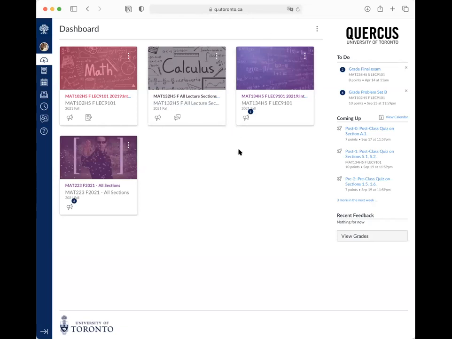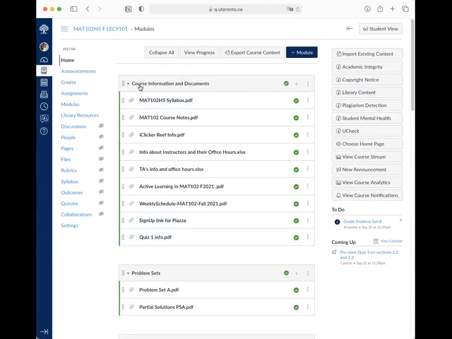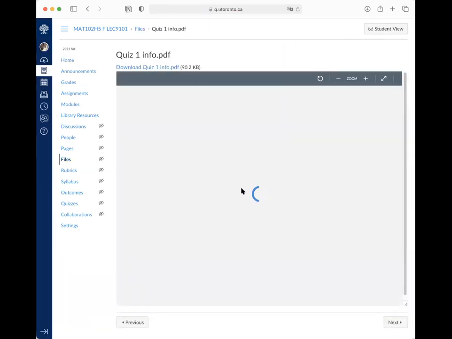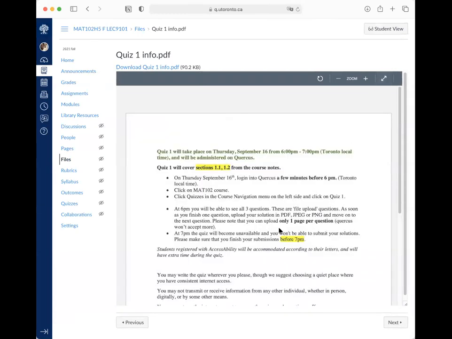All right, so look at this. This is the Quarkus page. You click MAT102, and under course information documents, there is a document called Quiz 1 Info. You click it, and all the information is here.